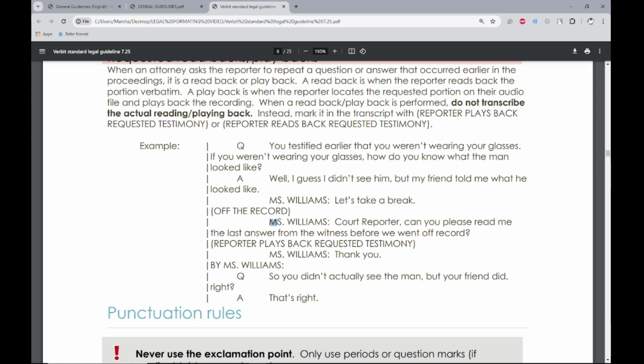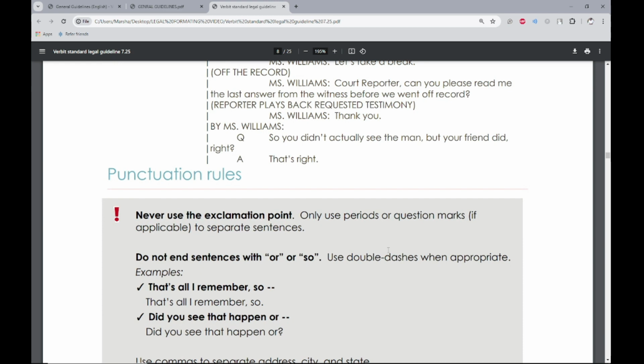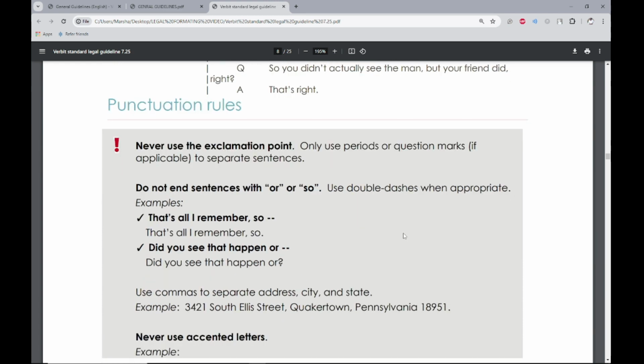Like this one, you can see how it said, "Court reporter, can you please read me the last answer from the witness before we went off record?" Now you are supposed to write "Reporter plays back requested testimony." As you can see, it's not transcribed. It's played, but you are not supposed to transcribe it, you are just supposed to put that parenthetical there. Okay, let's continue.